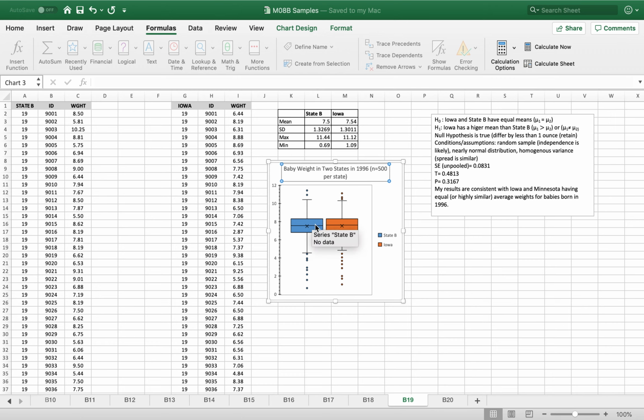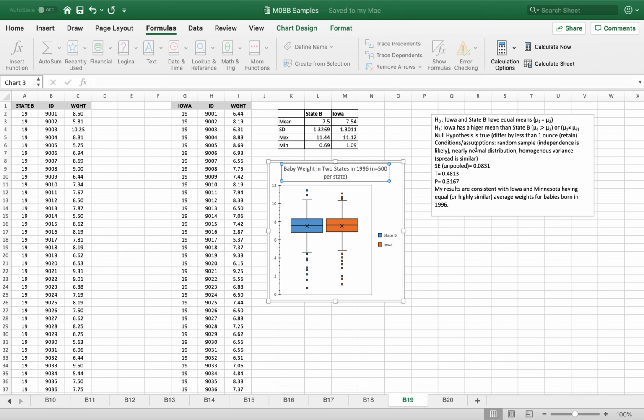And then for my null hypothesis, it was Iowa and State B have equal means. And for my alternative hypothesis, it's Iowa has a higher mean than State B. And so I said that the null hypothesis was true because it differs by less than 1 ounce. And I chose to retain the hypothesis, but I'll get to that in more detail later.